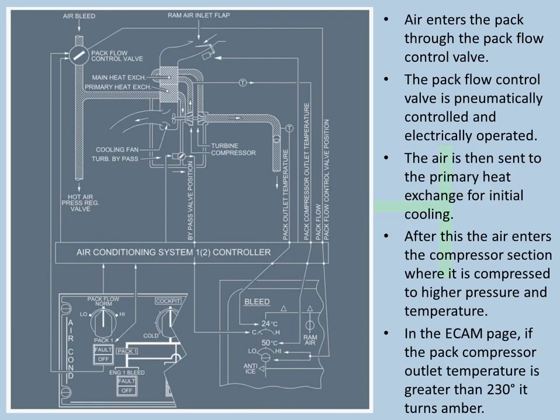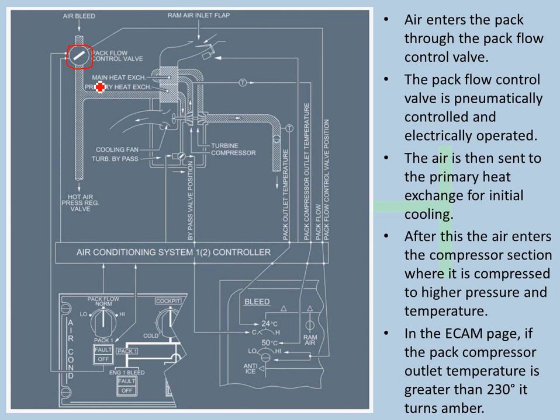Now this is what a pack looks like internally, and we will go through the whole circuit, how the air actually flows through the pack. So now air is entering the pack through the pack flow control valve on the top left here, this one. Okay, so this valve is pneumatically controlled and electrically operated.